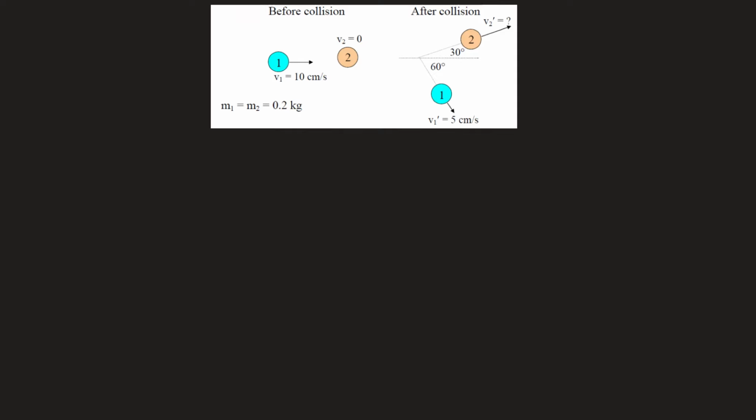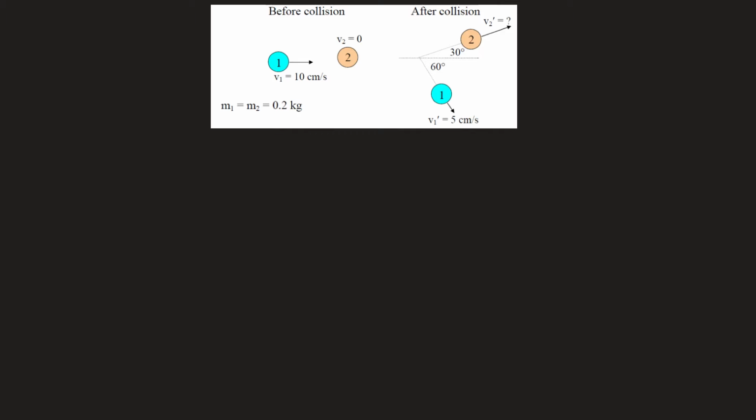And we can see that mass number two goes off at an angle of 30 degrees above the horizontal with some velocity. Mass number one goes at 60 degrees below the horizontal at some velocity. And we're asked to solve for the velocity of mass number two. So there are several ways that we can do this. We can either just look at all the momentum in the x direction, we can look at all the momentum in the y direction, or we could even solve this using trigonometry.